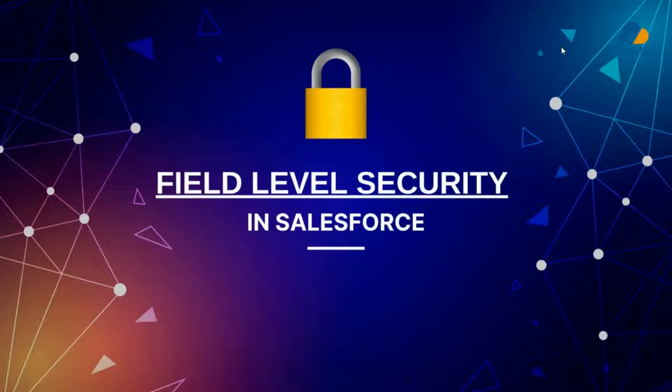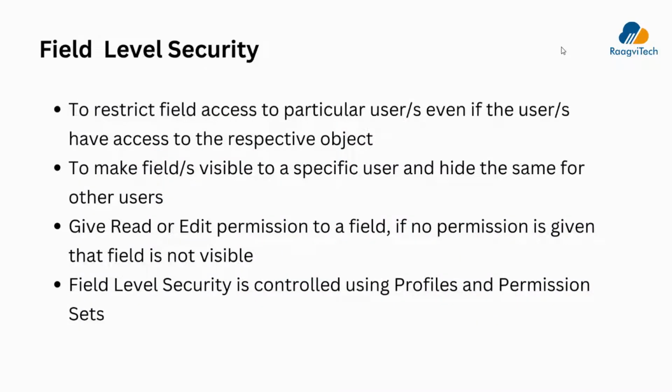In this video, I'm going to explain field level security in Salesforce. Let us understand the following points before I explain the field level security settings in the org. First point, a user can be restricted to access a field even if the user has access to the object. Every user is assigned a minimum of one profile through which that user gets access to certain objects.